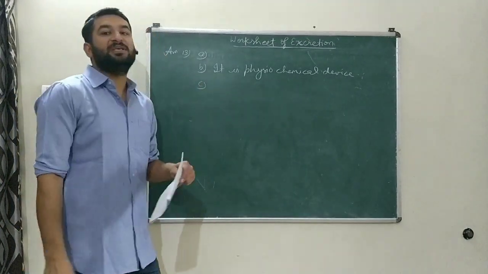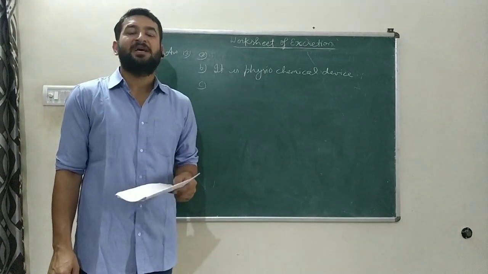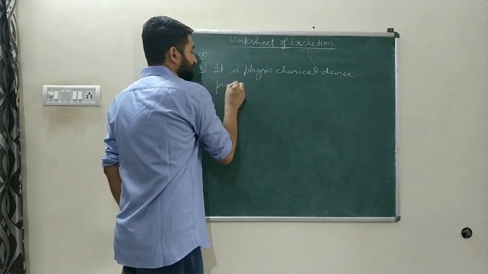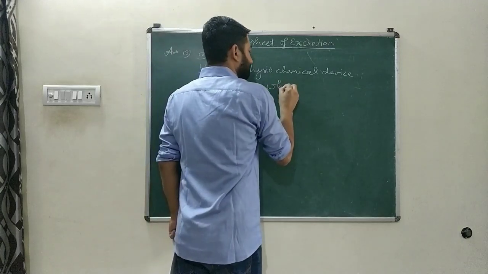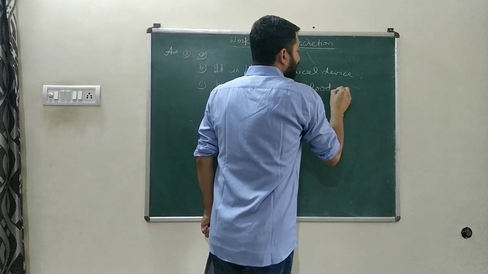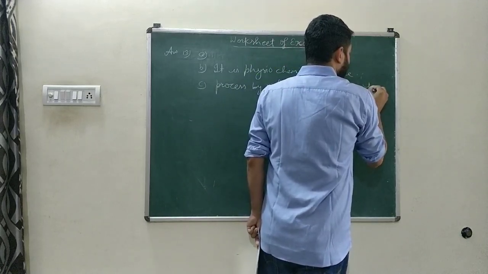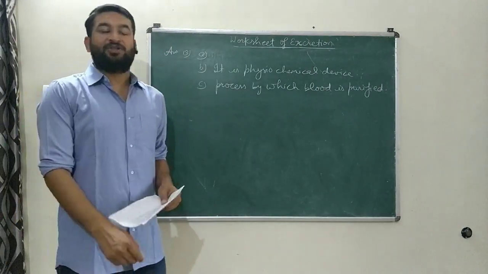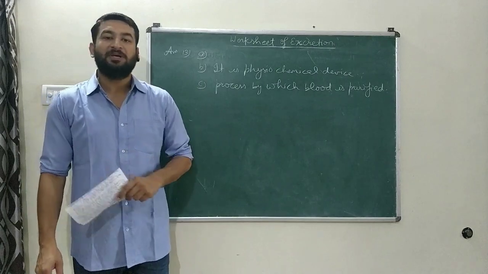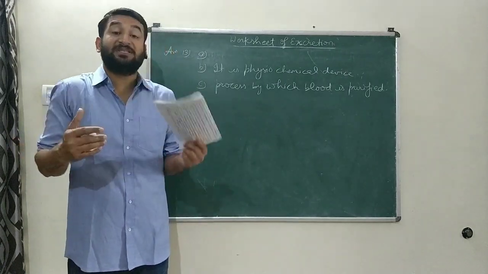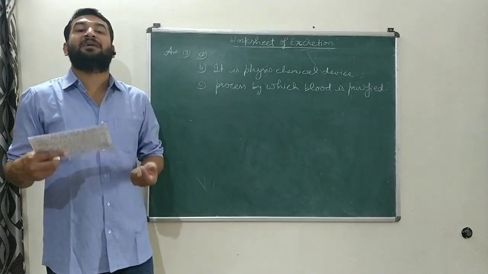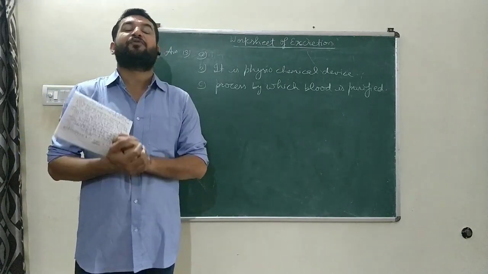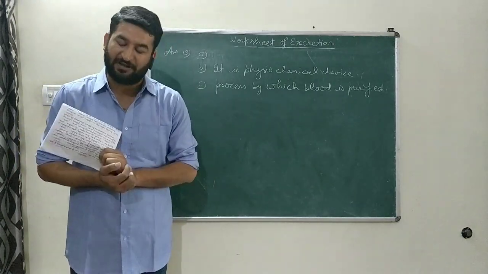Next is, what is hemodialysis? It is the process by which blood is purified by an artificial device, by an artificial kidney, for the patients who suffer from kidney failure. So hemodialysis is the process, and the artificial kidney or the dialyzer is the device which is used to remove the waste products out of the blood of the patients who suffer from kidney failure.